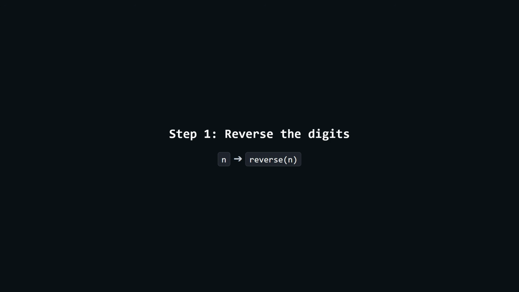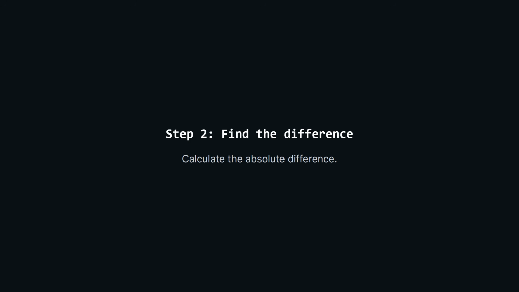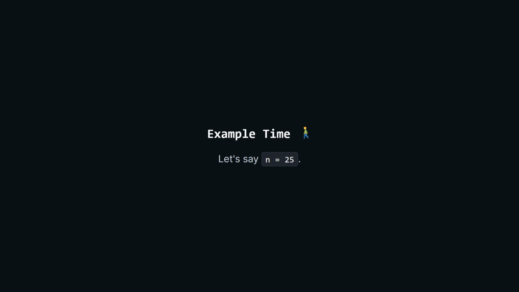First, we take our given number and we reverse the order of its digits to create a new number. Once we have that reverse number, step 2 is simply calculating the absolute difference between our original number and our new reverse number. Let's walk through an example to see this in action.